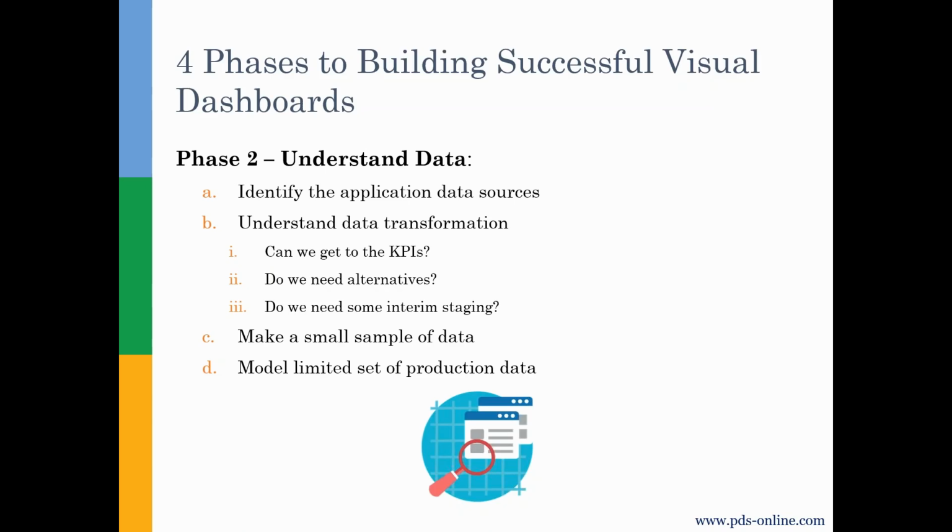And maybe you need to do some interim staging. So once you understand the data, know where you're going to get the data, we like to say make a sample data. It can be as simple as putting 10 or 15 rows into an Excel spreadsheet, and make sure that you do have the correlation of the metrics and that you can understand where you're going to get that data. And then the last portion of the data phase would just be create a limited model with just a small set of data from a production system.